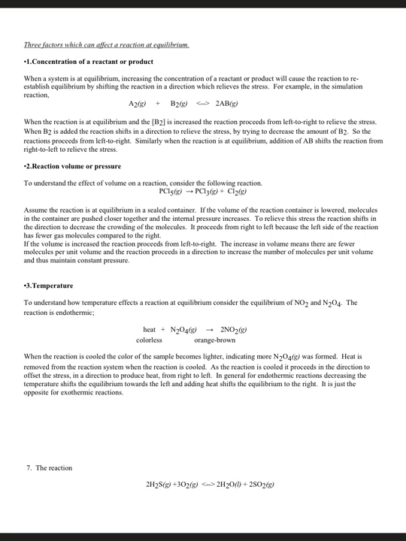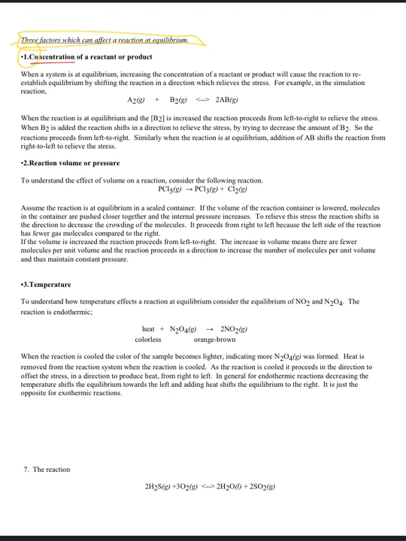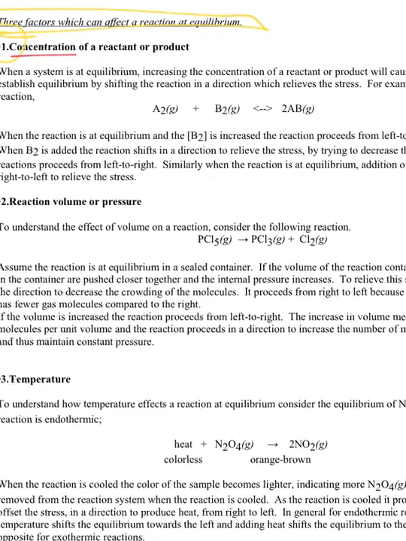Okay, so we've got three factors that can affect a reaction at equilibrium. The first one is concentration of a reactant or product. It says when a system is at equilibrium, increasing the concentration of a reactant or product will cause the reaction to establish equilibrium by shifting the reaction in a direction which relieves the stress. So, here we have this reaction.